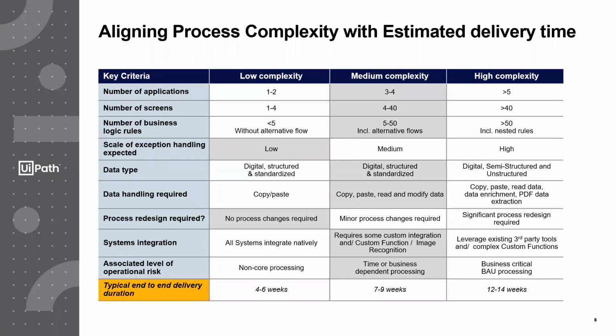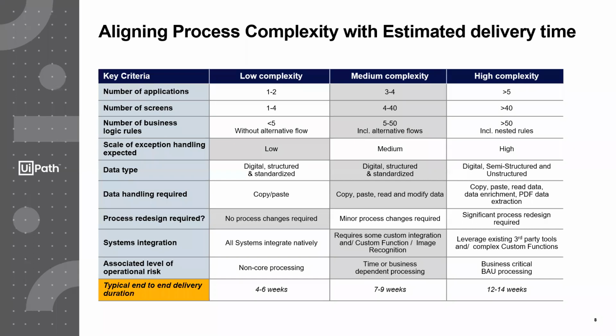Scale of exception handling expected. In this example, the low complexity had low exception handling, so the low was highlighted. And similarly, going forward, we have data types. We say the data types is digital, structured, standardized, data handling required. Now, what is the handling required? This is another addition to the data type handling. What do we do with the data?